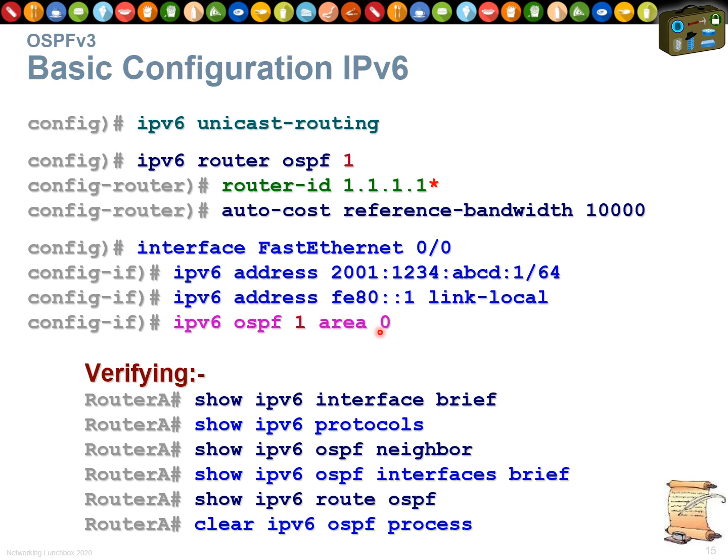So to recap, IPv4, network statements. IPv6, inside the interface. All these commands are exactly the same: show ipv6 interface brief, show ipv6 protocols, show ipv6 ospf neighbors, show ipv6 route.